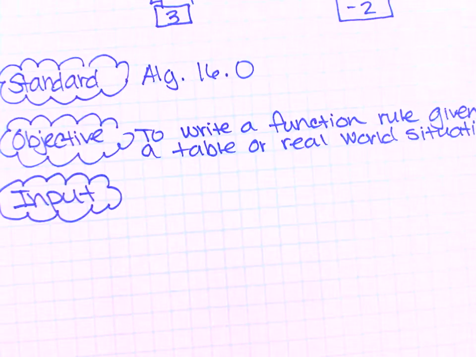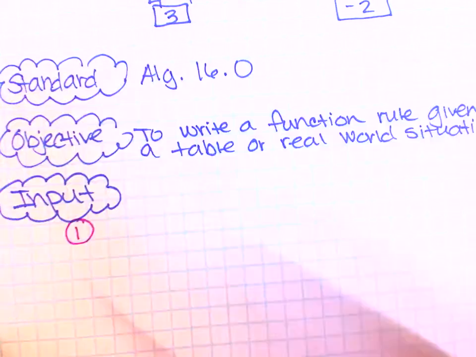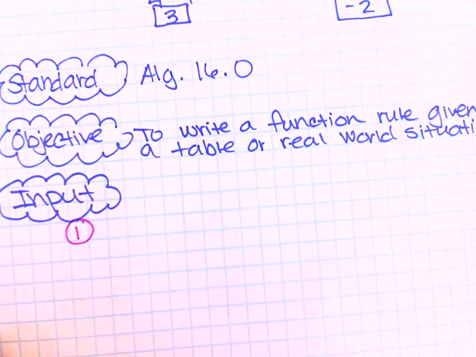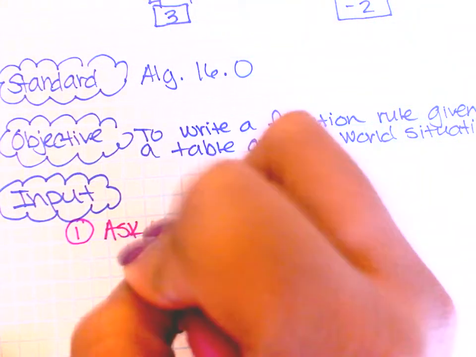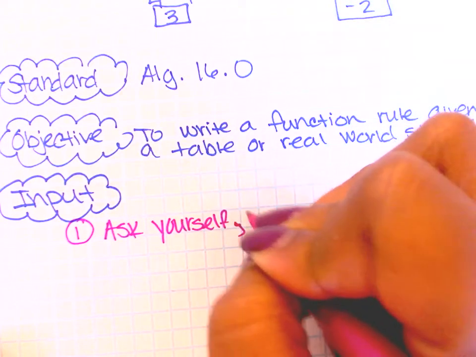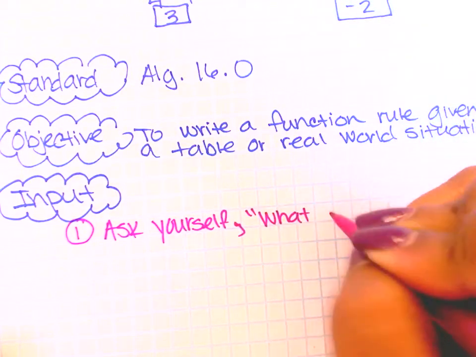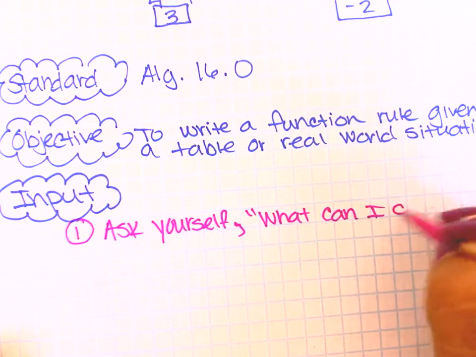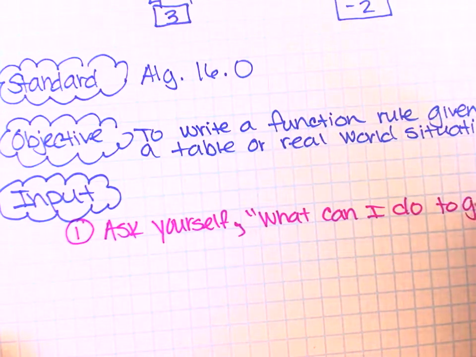So in input today, we are going to establish 3 things that we want to do in order to solve these problems. So write down number 1. You're going to ask yourself, what can I do to get blank, blank, blank?